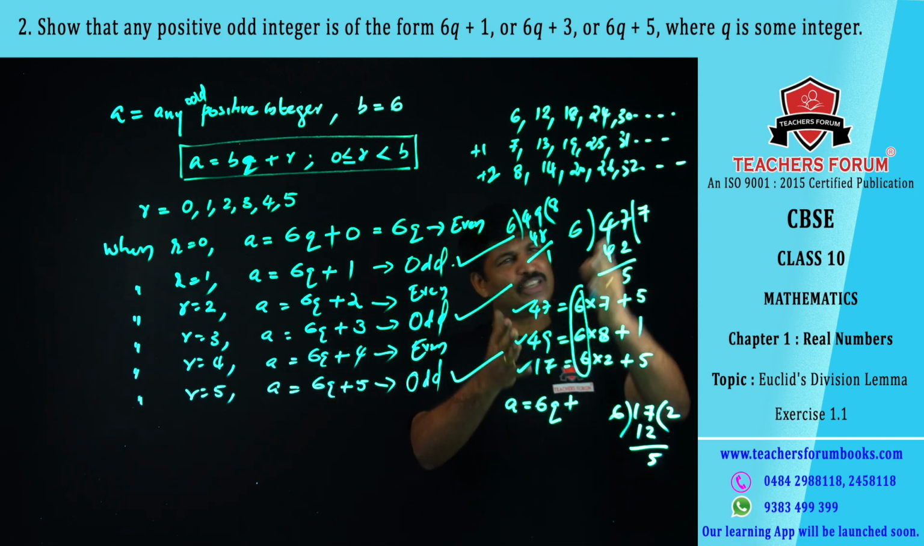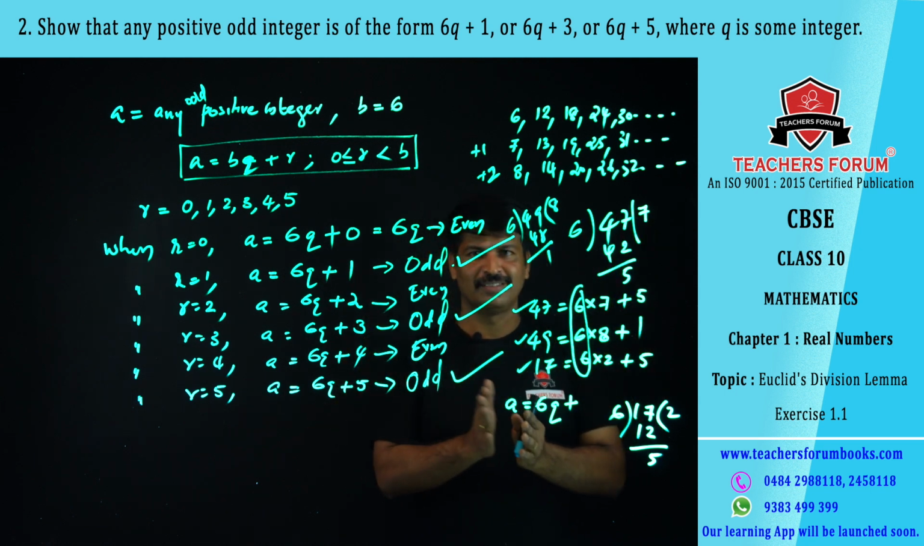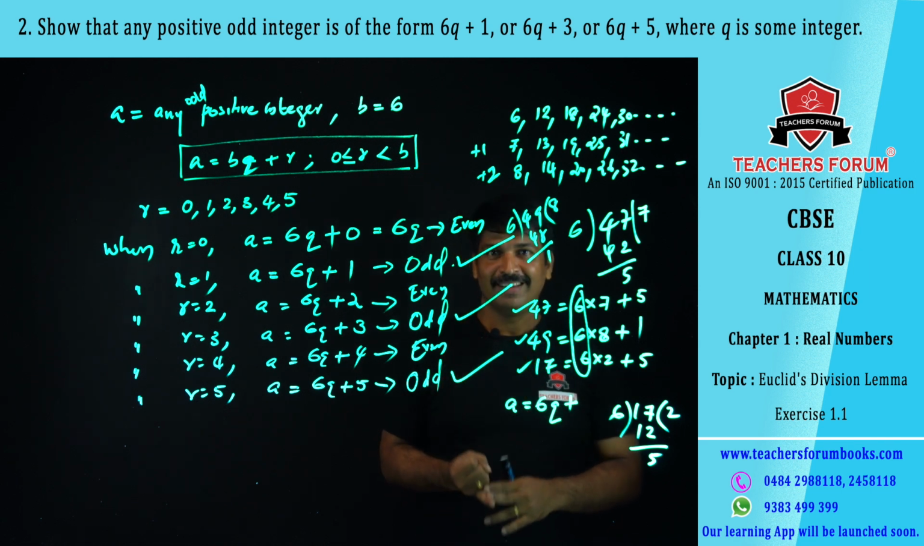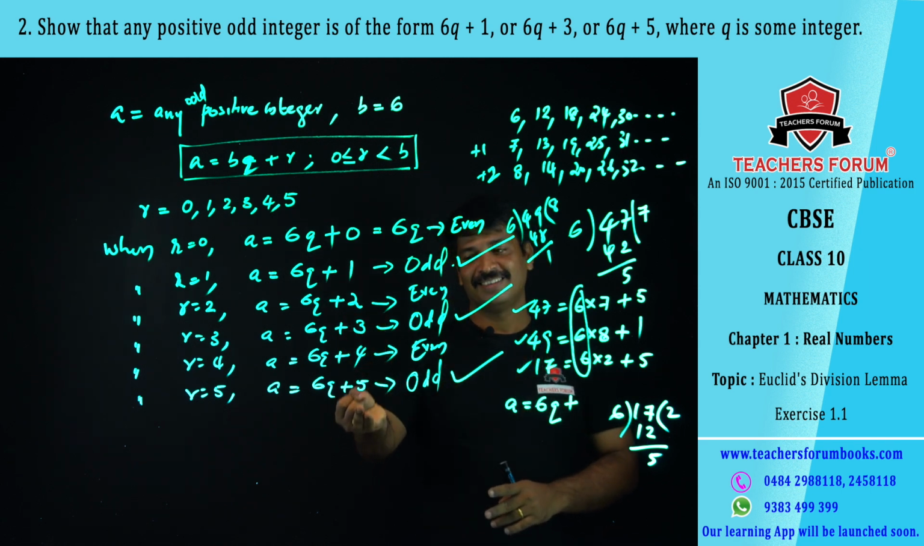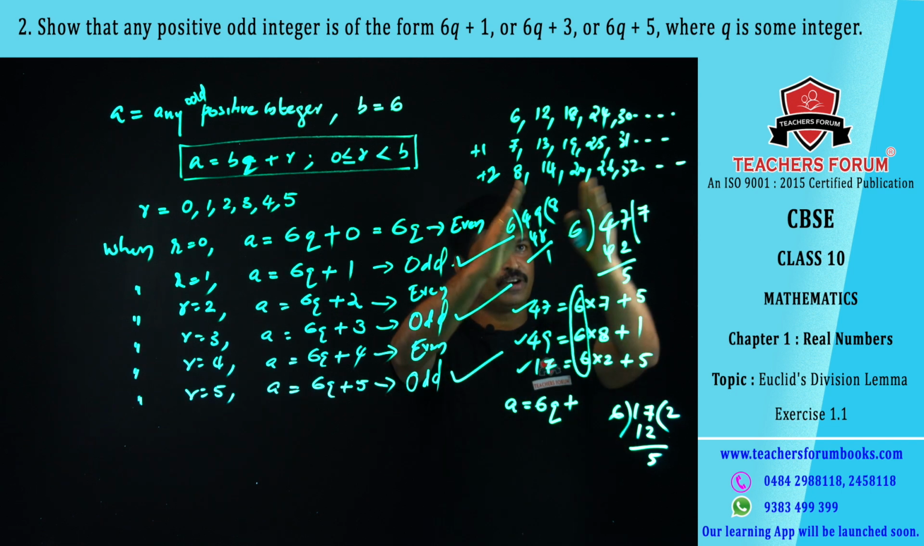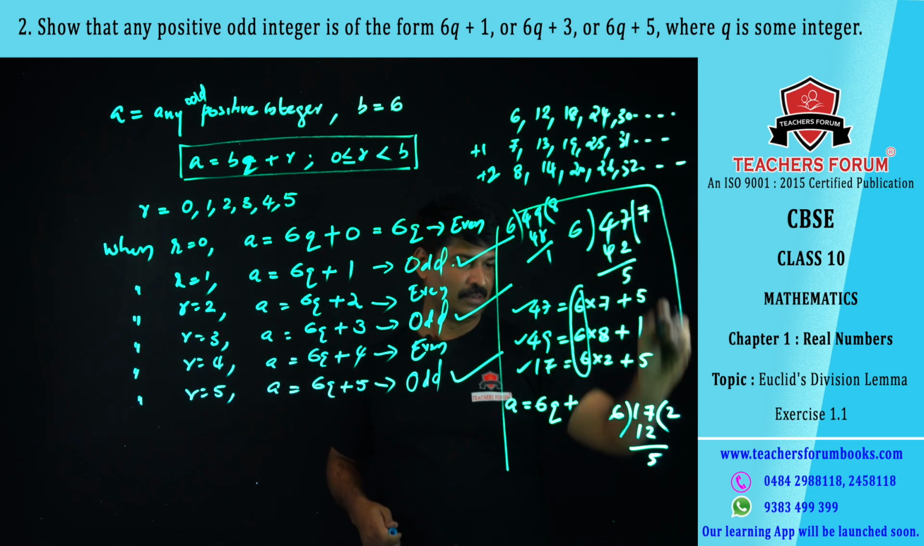So, you just take any odd positive integer. You divide by 6. It will be of the form 6q plus 1 or 6q plus 3 or 6q plus 5. I think it is clear to you. It is just for your understanding that I explained this topic. Actually, this is just for you.